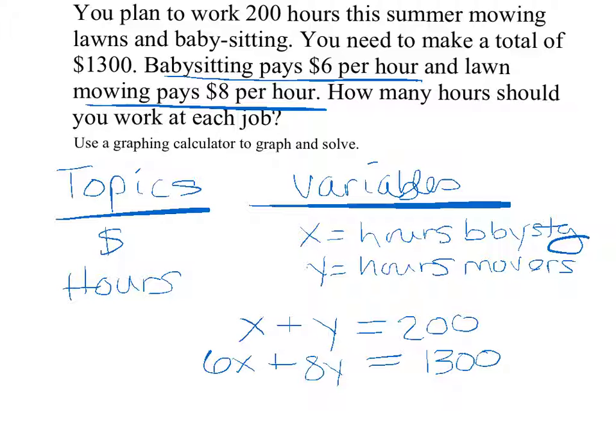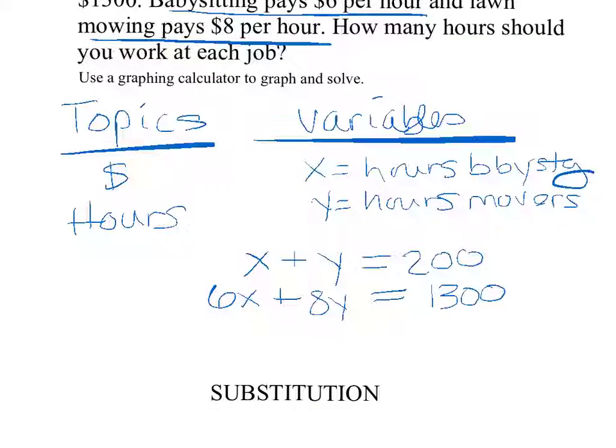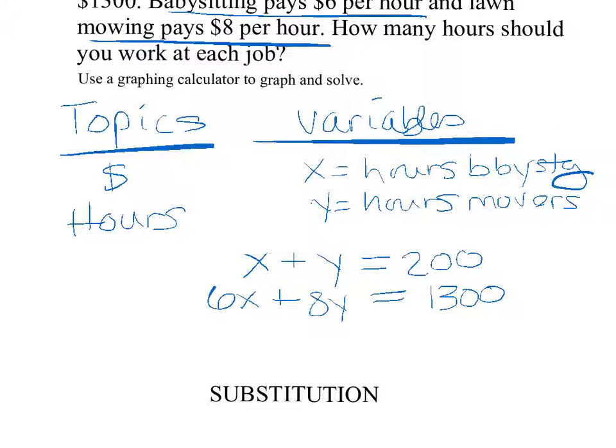If this was yesterday's video, we would be graphing these two equations and seeing where they cross, answering how many hours we are going to babysit and how many hours we are going to mow to get exactly $1,300. The problem is, look at these numbers: 200 for a y-intercept, and then we would have to move the 6x over and divide by 8, and we get these horrible numbers. Graphing is really not a great way to actually do this.